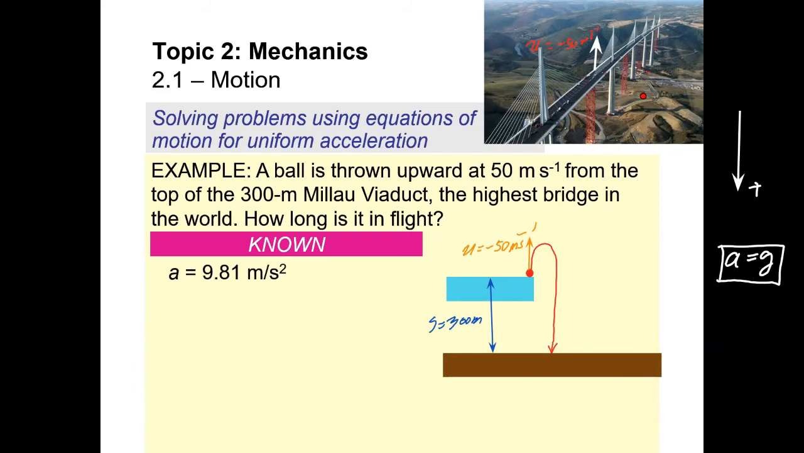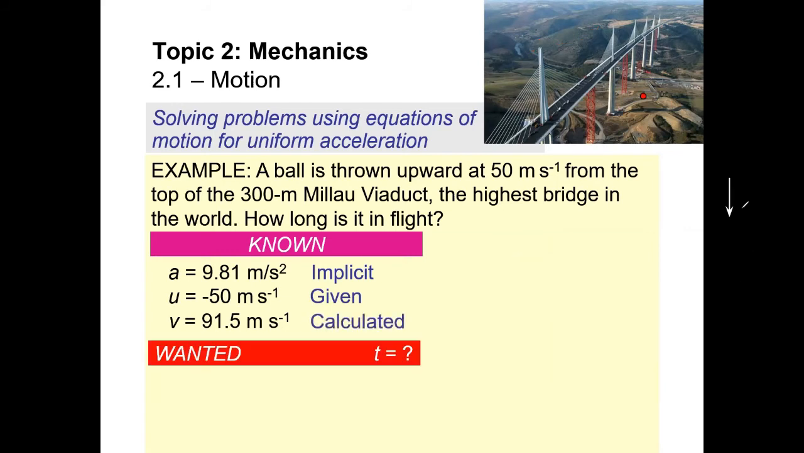We choose downward as a positive reference, so acceleration due to gravity is positive, 9.81. That's implicit. Initial velocity is minus 50 meters per second as the ball is thrown upward at 50 meters per second. We choose downward as a positive reference. Therefore, it's minus. Given: final velocity, 91.5 meters per second. We have calculated this in the previous slide.